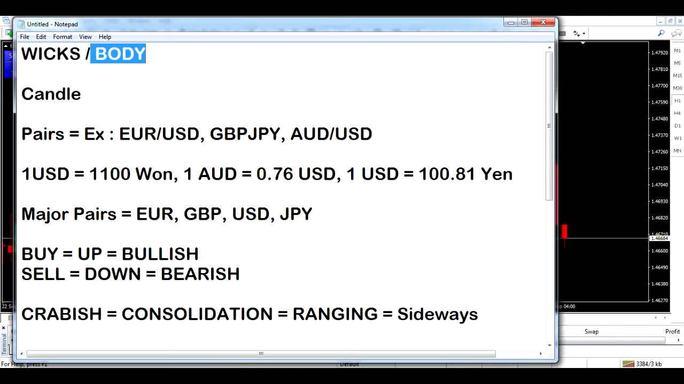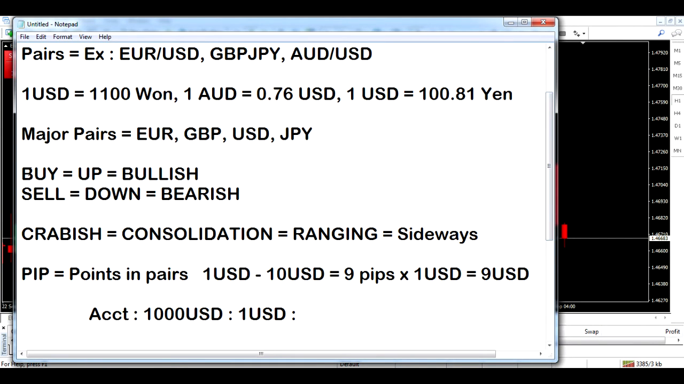So let's go back to the picture. When you hear people say buy, it just means that the price is going up, or you are going to bet on the price going up. When we say sell, it just means that you are going to bet going down, or what they call bearish.